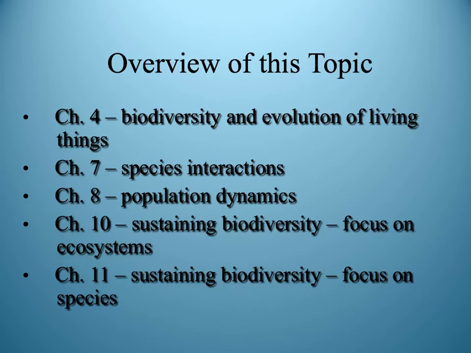All right, biodiversity and evolution comes up quite a bit throughout our text. Biodiversity is one of the main factors in sustainability. It comes up, like we just mentioned, in Chapter 4, looking at living things, in Chapter 7 at species interactions, Chapter 8 for population dynamics. We'll see it in Chapter 10, sustaining biodiversity, and specifically how we do that from an ecosystem level, and also in Chapter 11, looking at species. So we'll be diving into all of these chapters in the coming weeks.